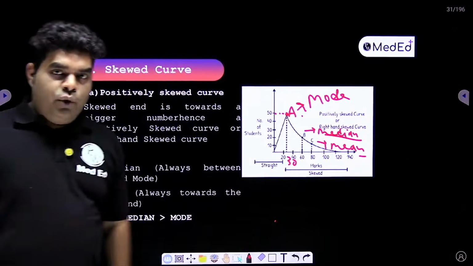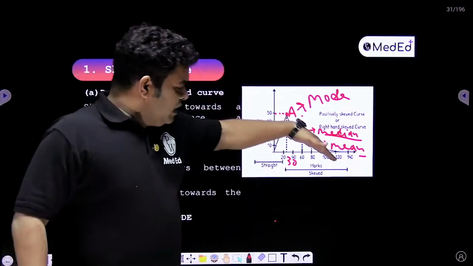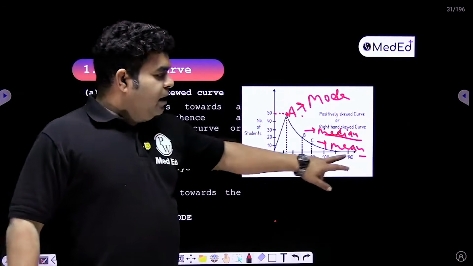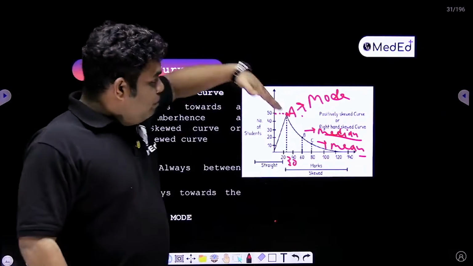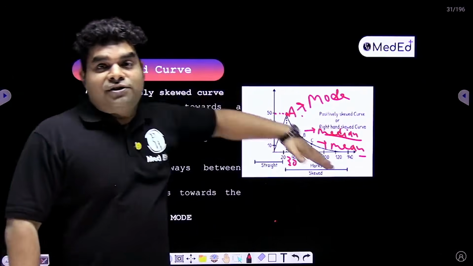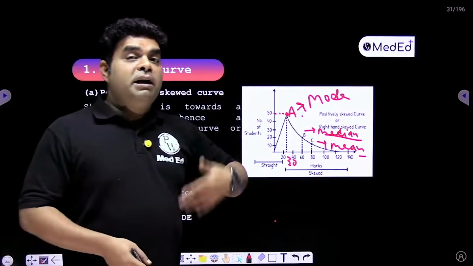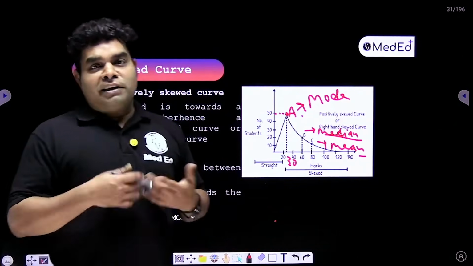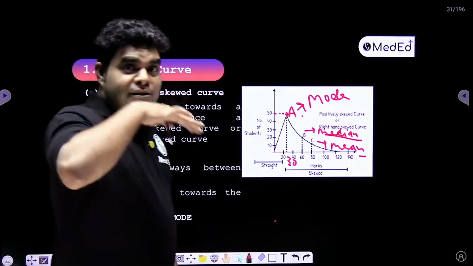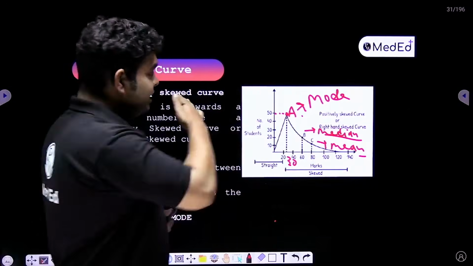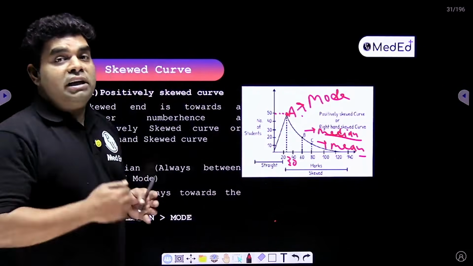Why is it a positive skewed curve? Because the skewed or stretch part, you can see, is between 30 to 140. Towards big numbers, you have the skewed or stretch part. And in your life, if you are going towards big numbers, big marks, big money, you are also positively skewed. So same is for the curve. If the skewed part is towards big numbers or right hand side, we call it positively skewed.